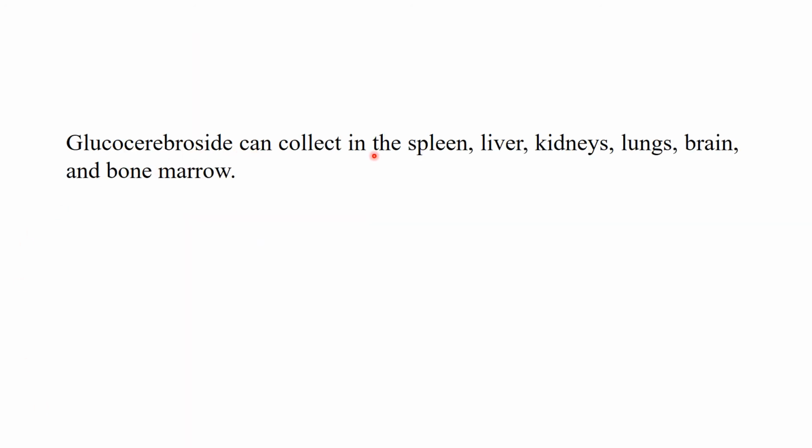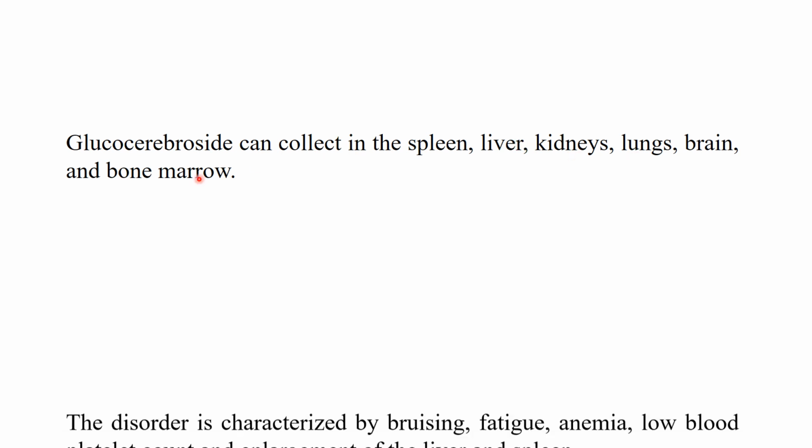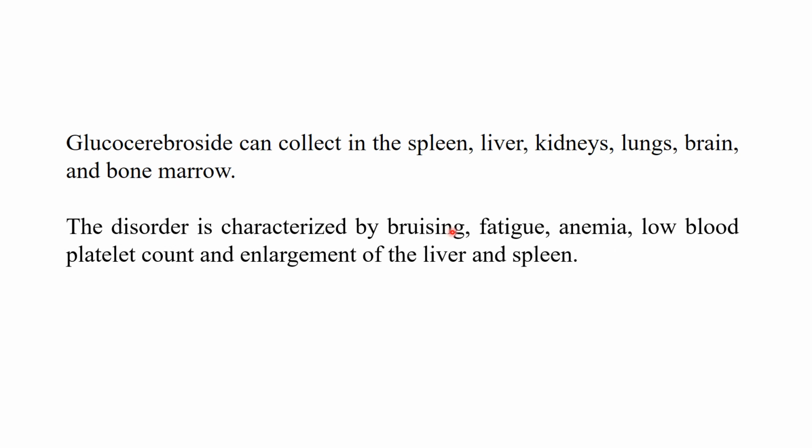Glucocerebroside can collect in the spleen, liver, kidneys, lungs, brain, and bone marrow. The disorder is characterized by bruising, fatigue, anemia, low blood platelet count, and enlargement of the liver and spleen. That's all about the autosomal recessive disorders. The most important disorders are sickle cell anemia, cystic fibrosis, phenylketonuria, albinism, alkaptonuria, and Xeroderma pigmentosa.